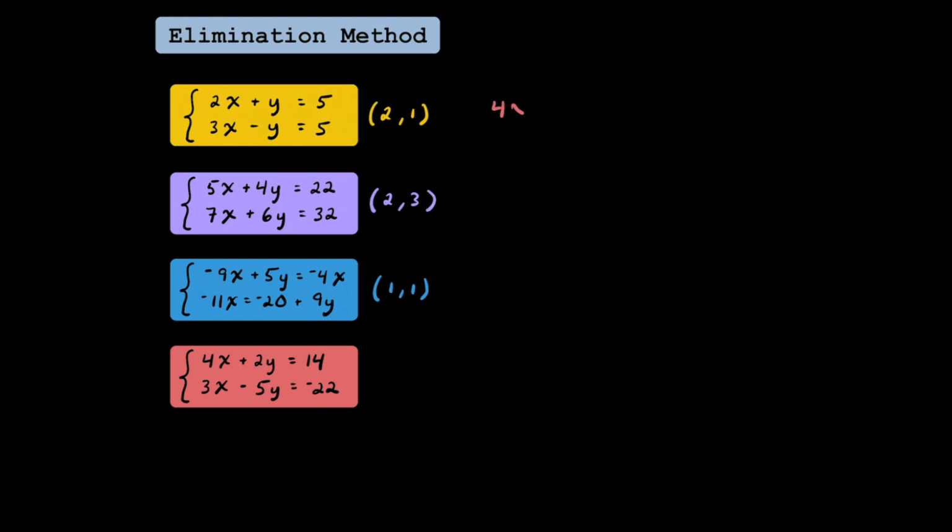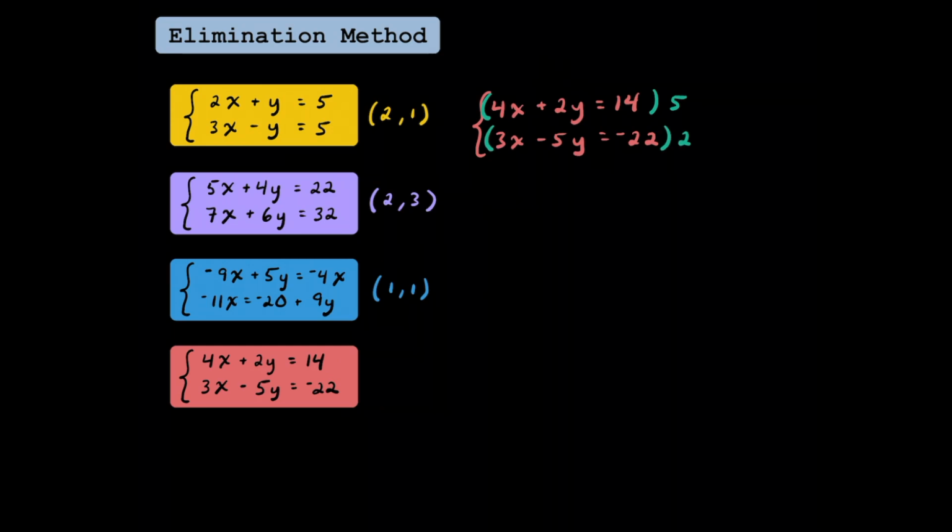In this next one, we have 4x plus 2y is equal to 14, and we have 3x minus 5y is equal to negative 22. This one's a little nicer than the last one since they're both in standard form. In this problem, I'm going to eliminate the y's by making them both have a 10y.